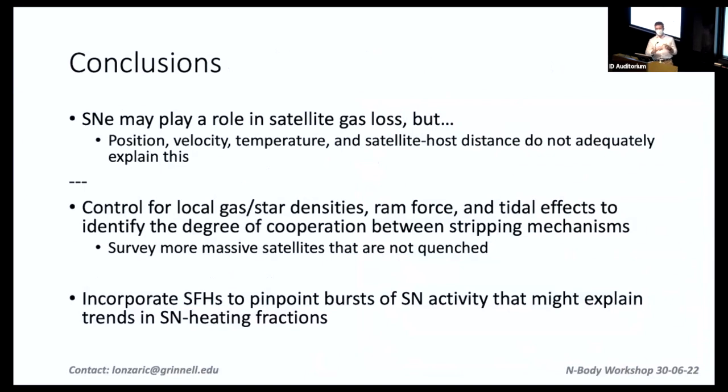So future work will look at controlling for local gas and star densities and controlling for other stripping mechanisms like ram pressure and tidal stripping. And then also incorporating star formation histories to pinpoint supernova activity as a proxy to explain trends in supernova heating that we see throughout different aspects.